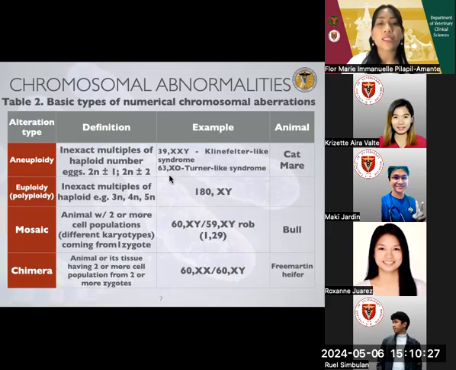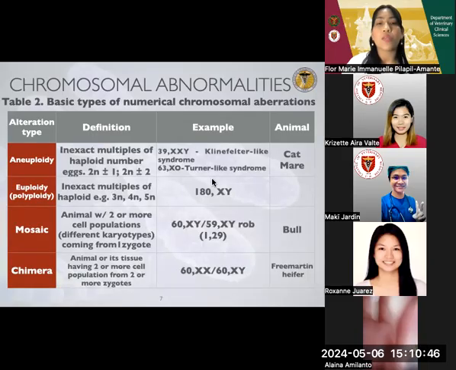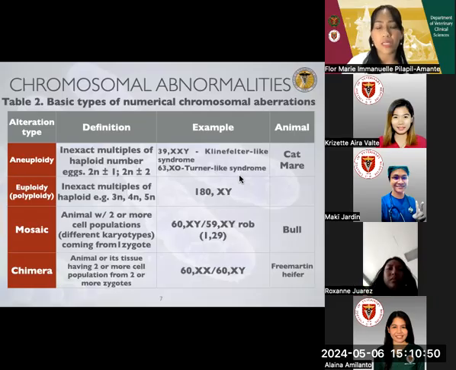In another example, the horse has 64 chromosomes. So instead of getting another X or a Y, we have an O here. So the equation is incomplete, which makes it 63. And we call this the Turner-like syndrome, which happens in mares.